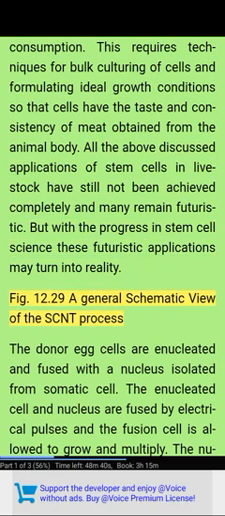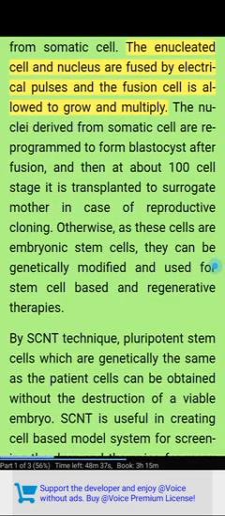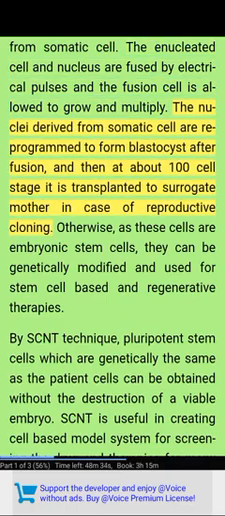Figure 12.29: A general schematic view of the SCNT process. The donor egg cells are enucleated and fused with a nucleus isolated from a somatic cell. The enucleated cell and nucleus are fused by electrical pulses and the fusion cell is allowed to grow and multiply. The nuclei derived from somatic cells are reprogrammed to form blastocysts after fusion, and then at about the 100-cell stage it is transplanted to a surrogate mother in the case of reproductive cloning.